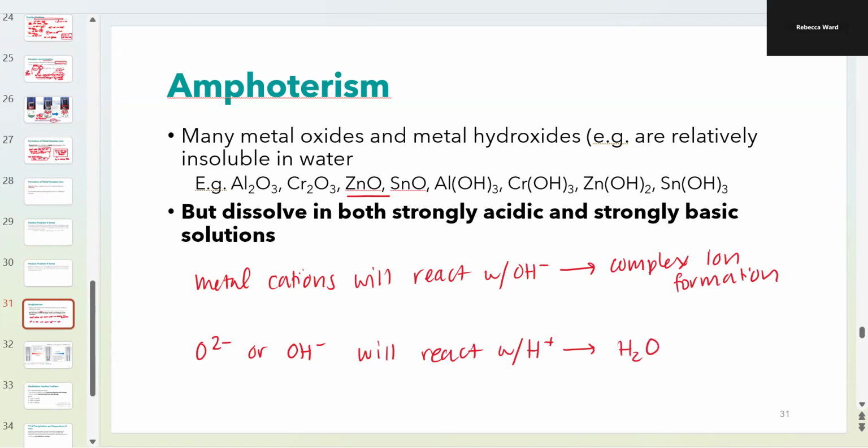So we have amphoteric salts, which means that they will dissolve in both acidic and basic solutions. And that's because with the addition of the base, our OH minus, we can consume some of the metal cation through the formation of a complex ion. And because the anion we are creating is very basic, it will react with H plus, and so we would consume some of that, which would mean we're increasing the solubility of our salt.